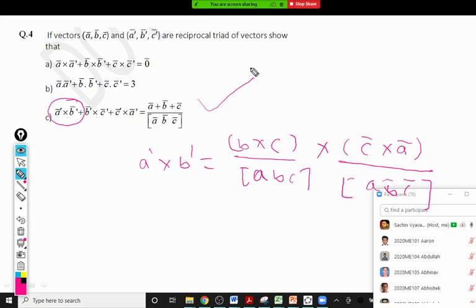Here you have to use the vector quadruple product definition again, or triple product. So you take 1, 2 and this as a 3. Clear? Yes. Okay.